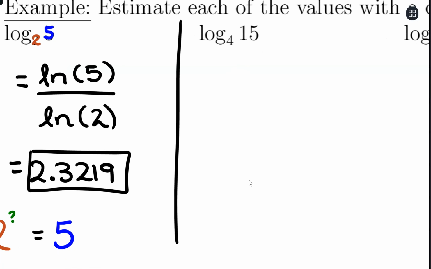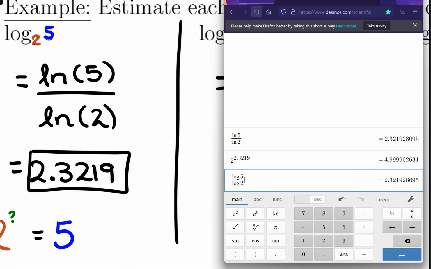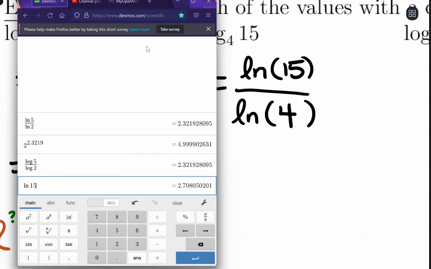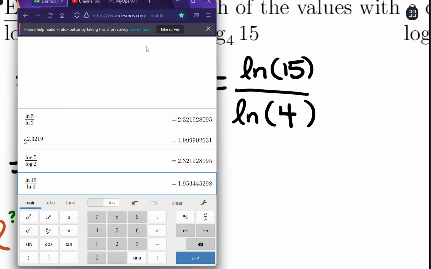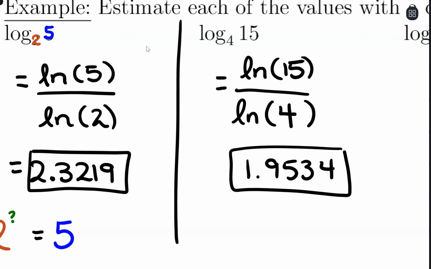So log base 4 of 15. What I would do is natural log in the numerator, natural log in the denominator. So the base of 4 stays in the basement, so I'll put it in the denominator, 15 in the numerator, and then we type that into the calculator. So natural log of 15, over natural log of 4, is 1.9534, and that would be our answer.